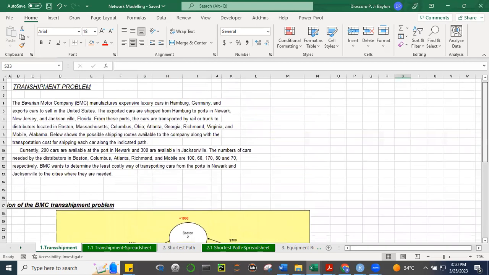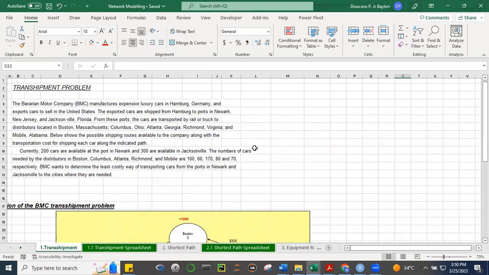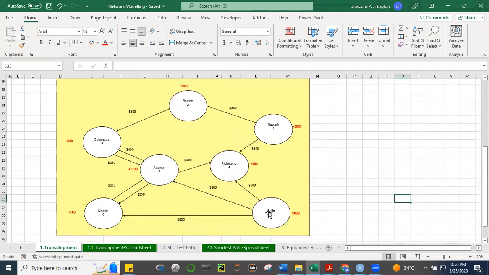Okay, so if we read the problem, this company manufactures expensive luxury cars in Germany, and it exports and sells them to the US. The exported cars are shipped from Hamburg to ports in Newark and Jacksonville, Florida. So ito yun, Newark at saka Jacksonville. So the cars are delivered to these ports, and then from these ports, they will be delivered to the different distribution centers.